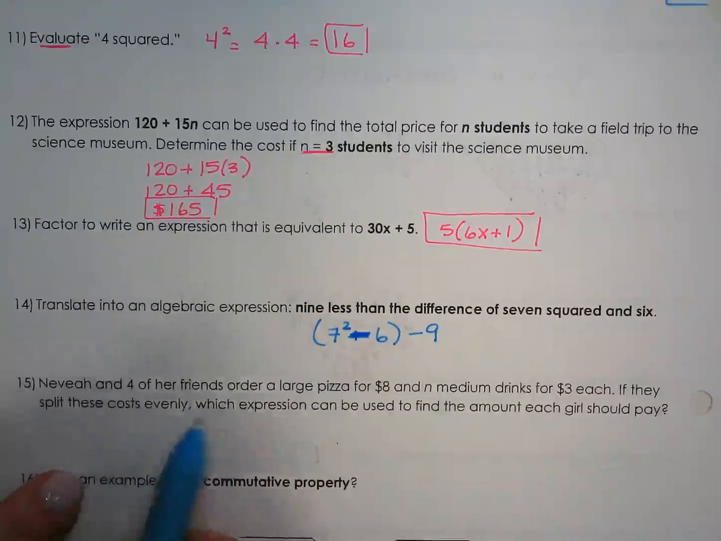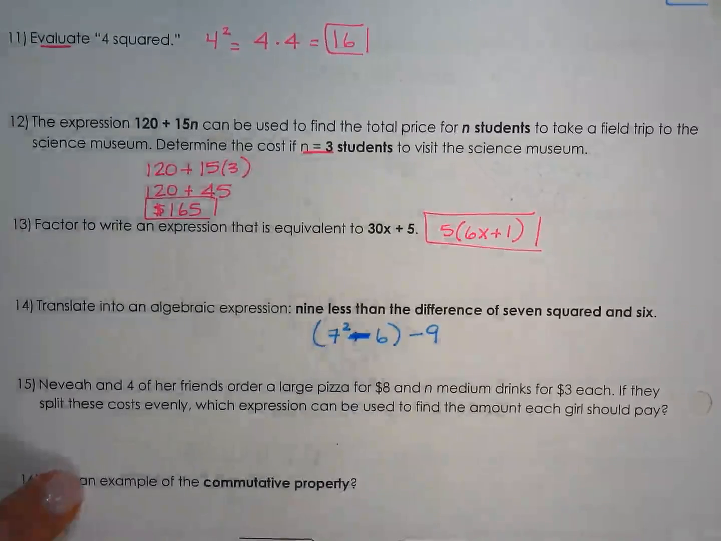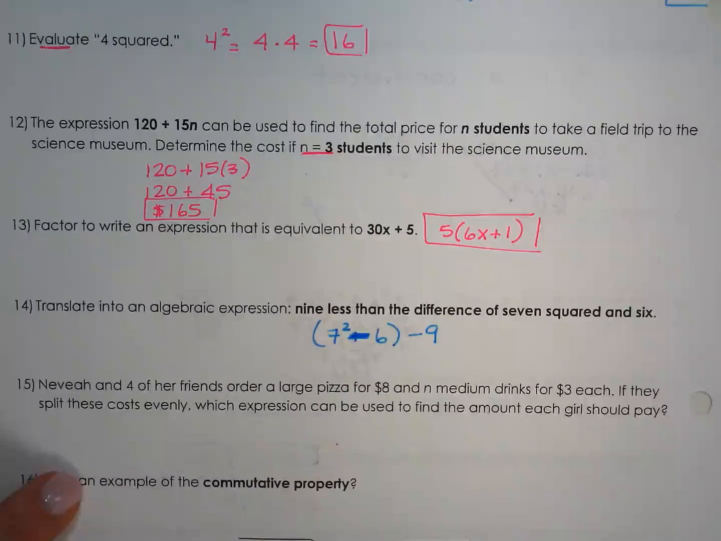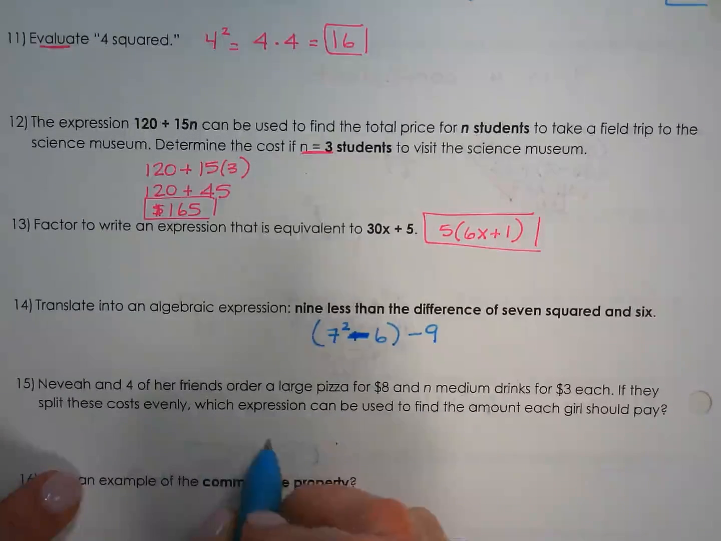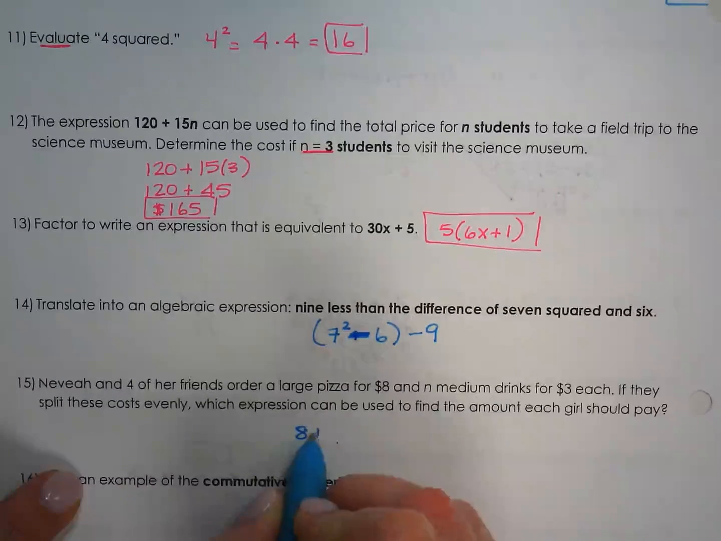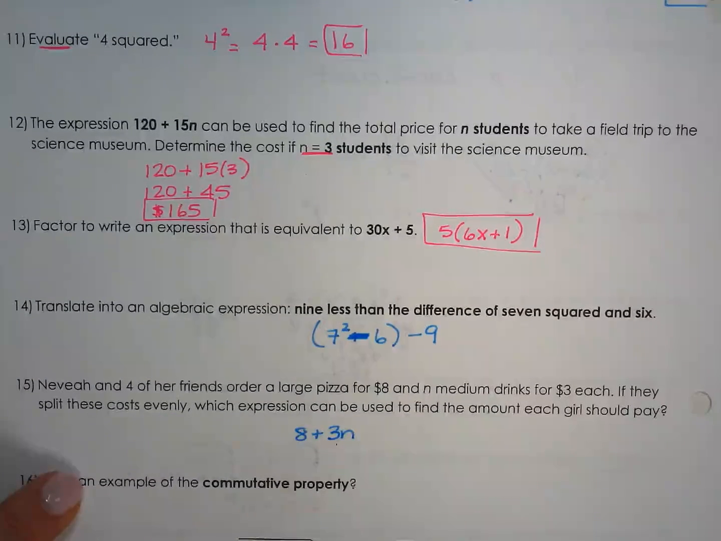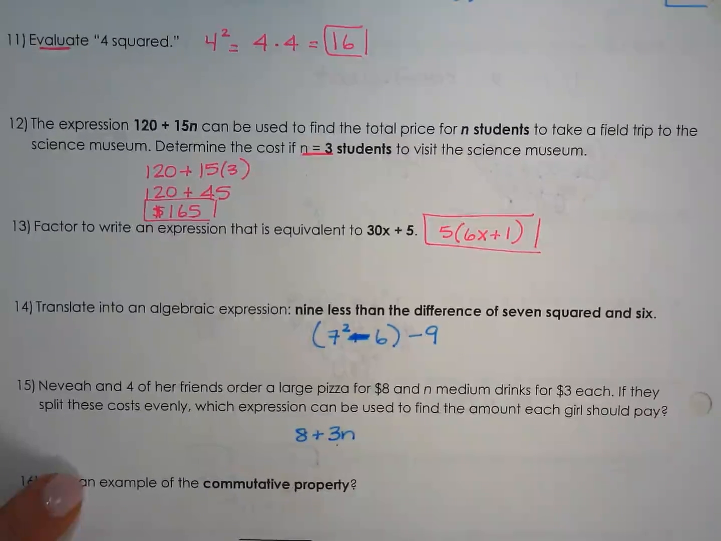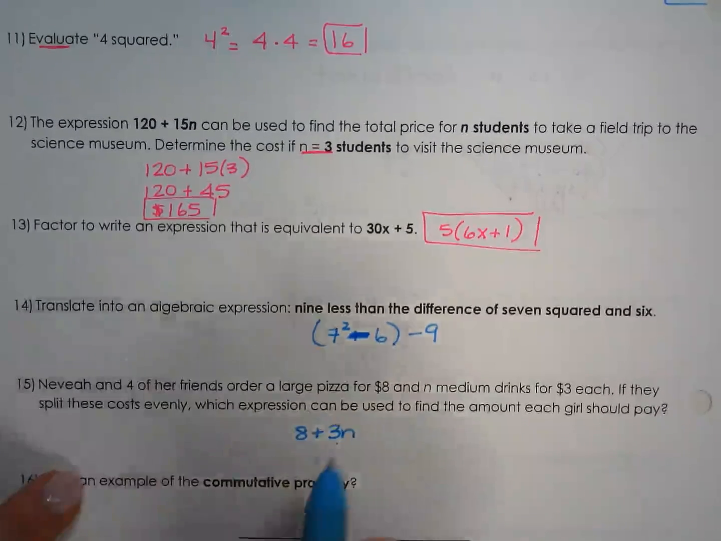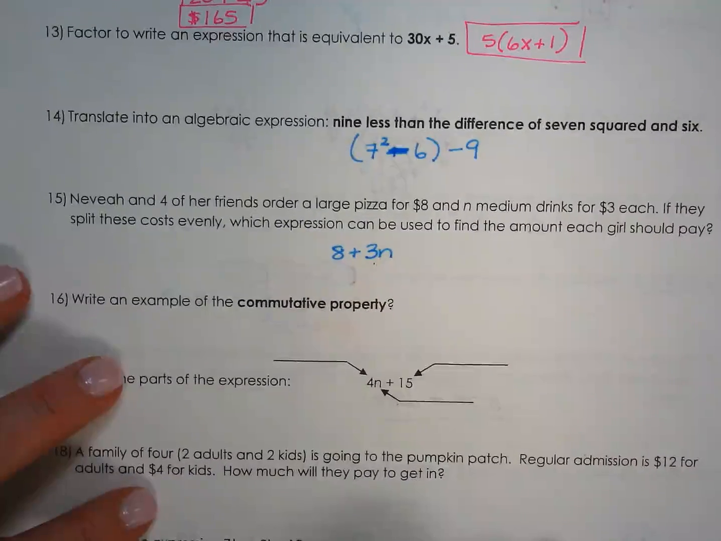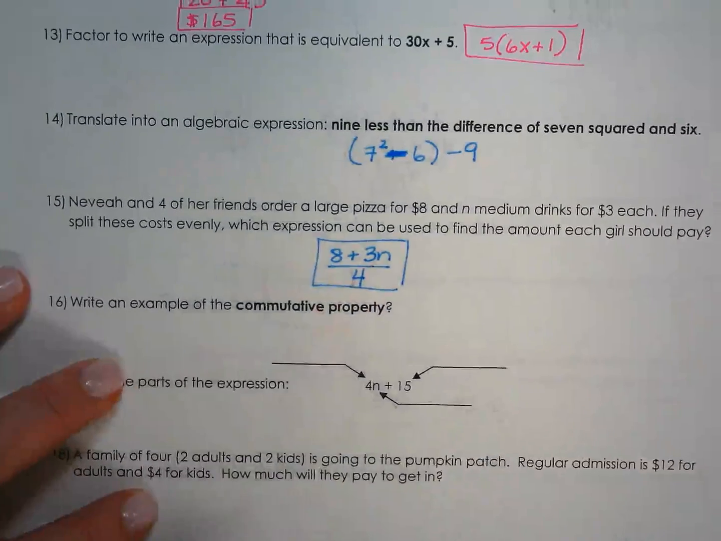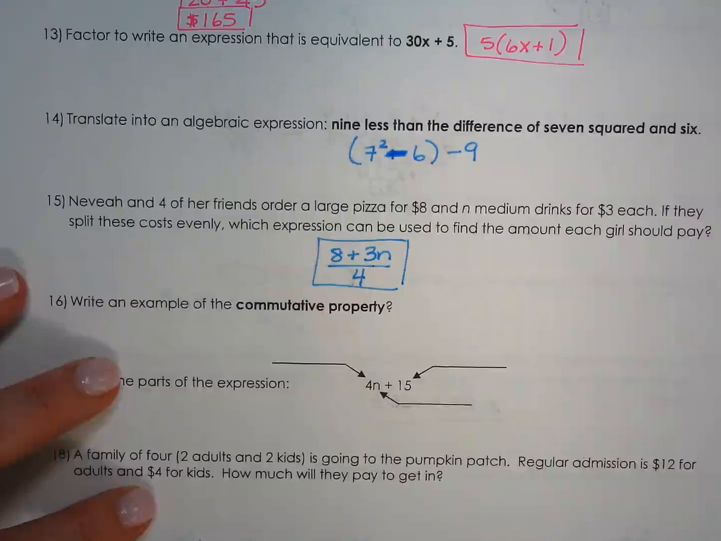Nevaeh and 4 of her friends order a large pizza for $8 and n medium drinks for $3 each. If they split these costs evenly, which expression can be used to find the amount each girl should pay? So they ordered an $8 pizza plus 3 times the number of drinks that they chose to buy. Now, just because there's 4 friends doesn't necessarily mean they bought 4 drinks. And then if you take that total, this is going to be the total price that they pay. If you take that and you divide it by 4, this will be the expression that helps us find out how much each girl will pay, depending on how many drinks they buy.